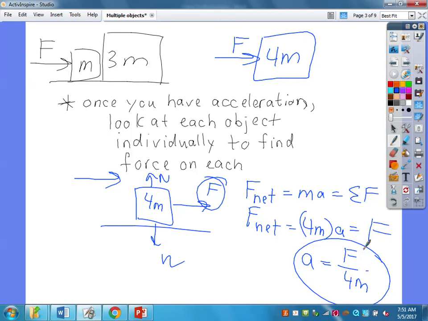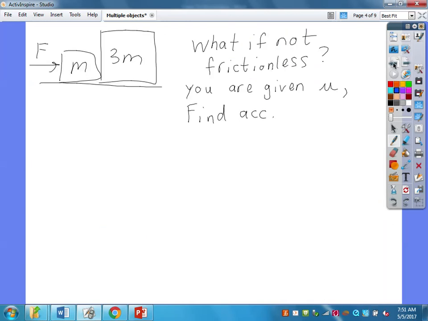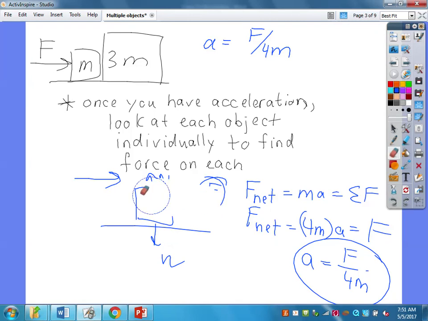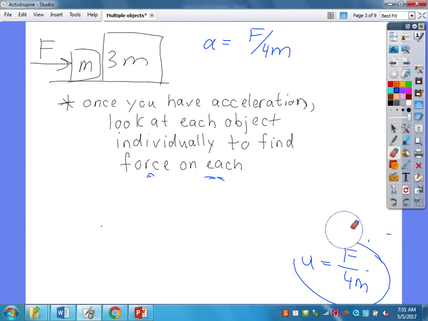Once I have that, I now know that the acceleration on both boxes is F over 4m. Both boxes are accelerating together with an acceleration of F over 4m. I can now find the net force acting on each box. Sorry, let's erase all that.